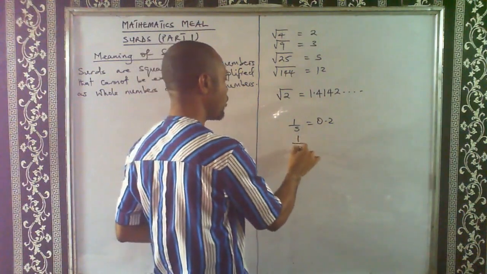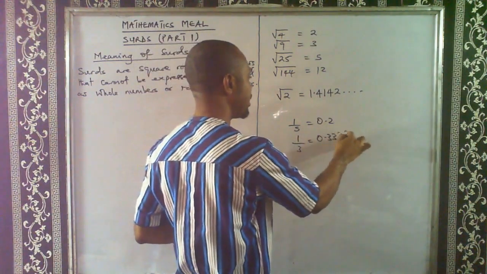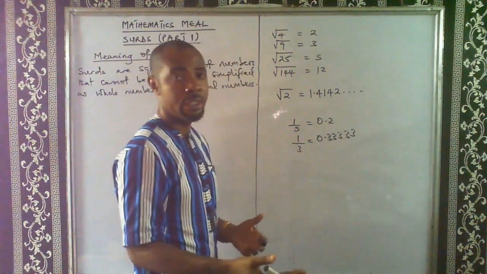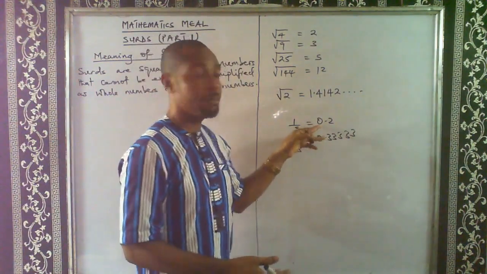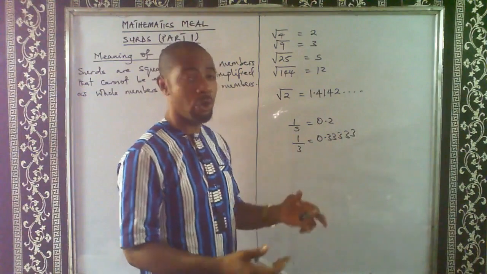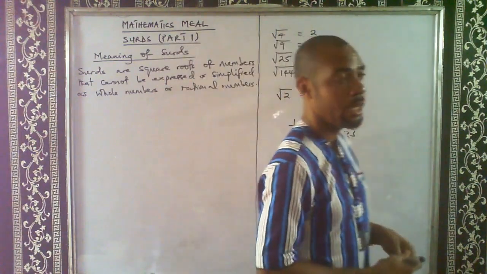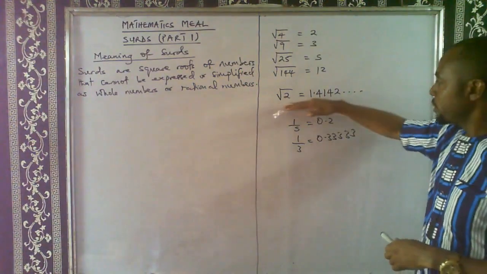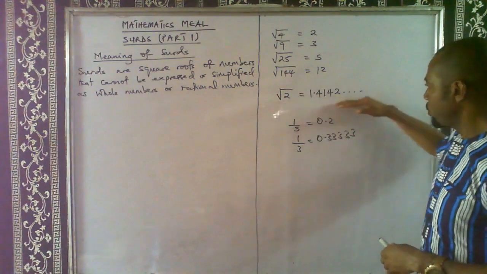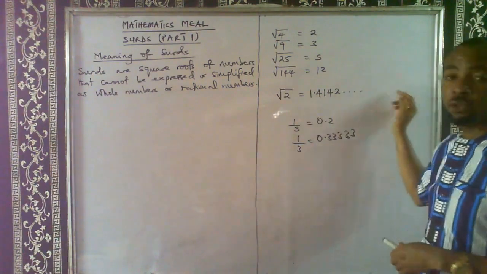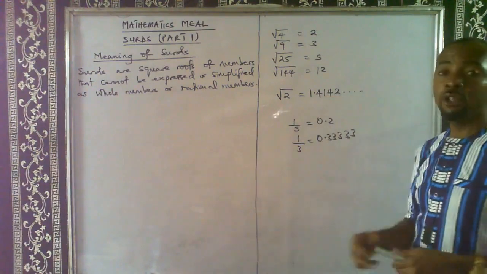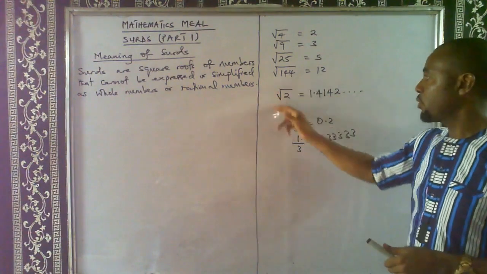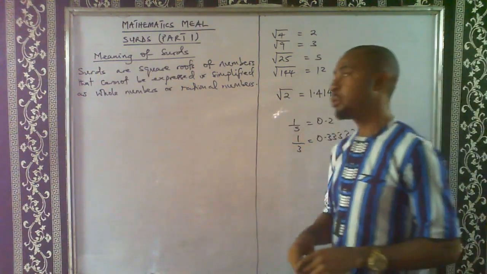Then if we have 1 over 3, it's 0.3333. This is also a rational number because the decimal is recurring. So if we have a number whose decimal neither terminates nor recurs, the number is said to be an irrational number. This particular square root of 2 gives us 1.4142, and the digits will continue. It did not terminate and it did not recur, so it is an irrational number. So when we leave these numbers in square root form, we are dealing with surds.